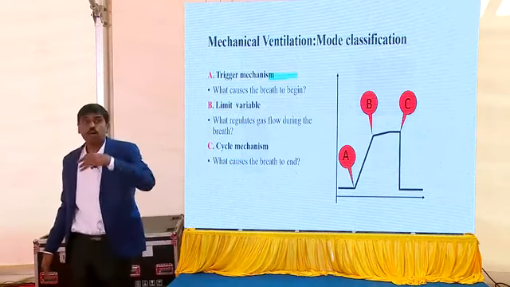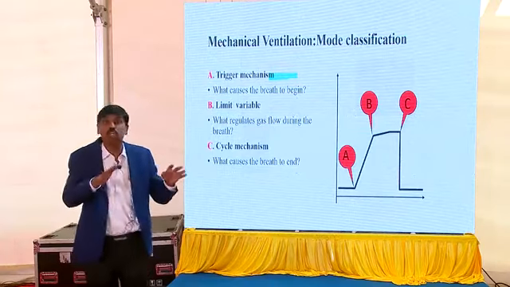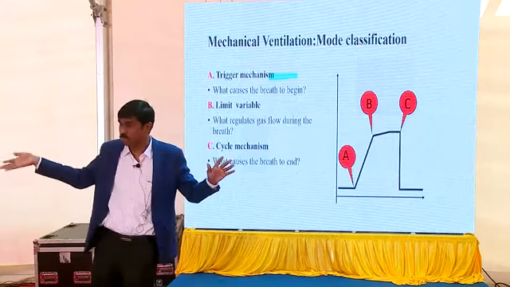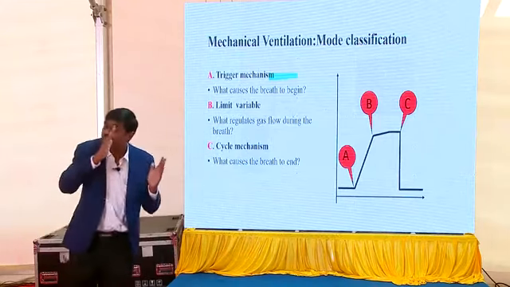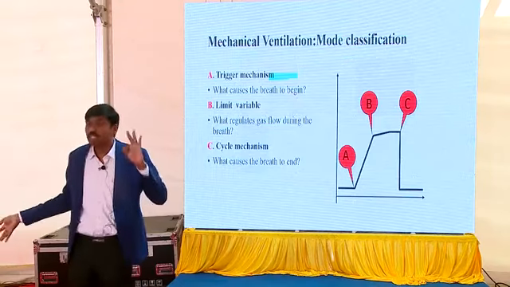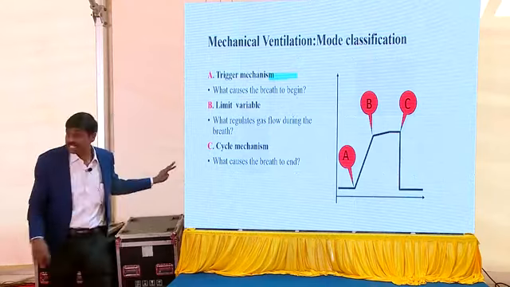It could be pressure or volume. The ventilator has some numbers in mind: this much volume, then I'm going to move away. Then comes the cycling. Cycling is when it moves from inspiration to expiration. So there are 3 parameters here: trigger, limit, and cycling.